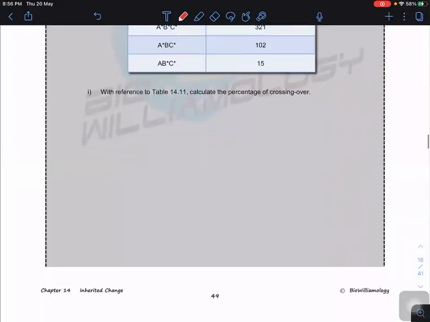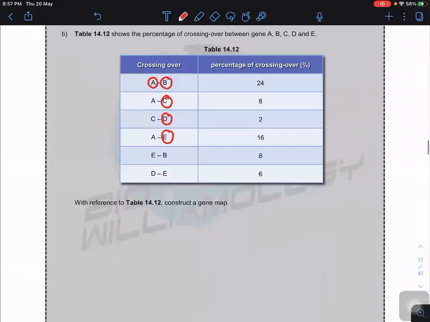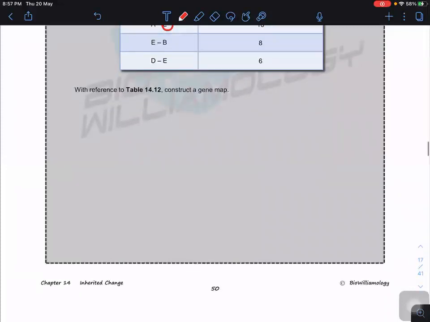Okay, so with this, I have done the crossing over, this autosomal linkage. If you have any questions, feel free to ask me.